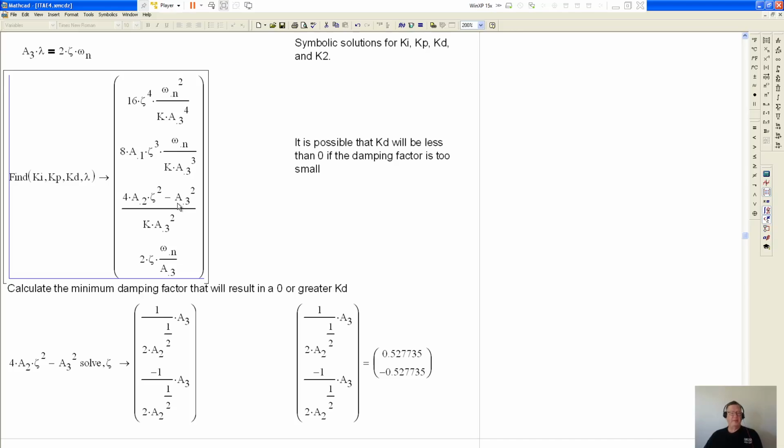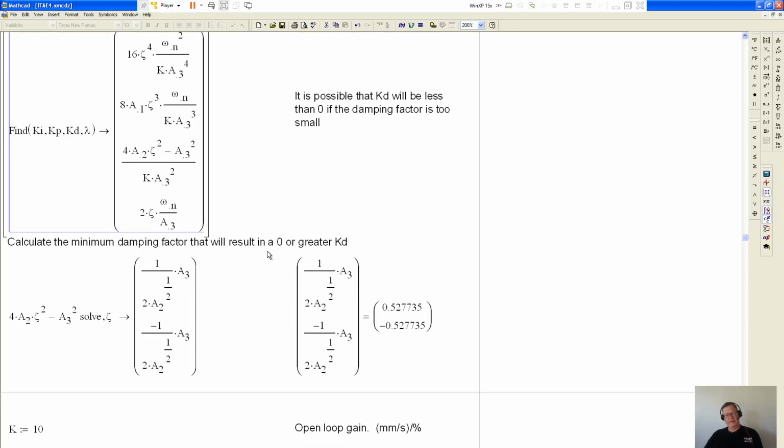And that's a problem because most hydraulic systems are going to be damped at about 0.3 to 0.4, and sometimes much less. So the PID solution will not work for most applications that are using hydraulics.